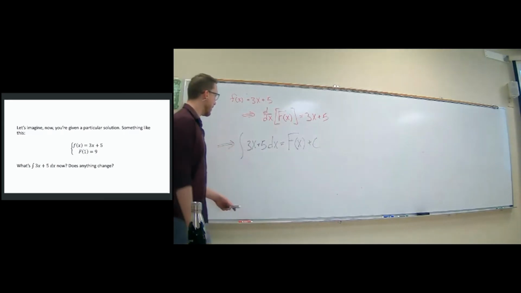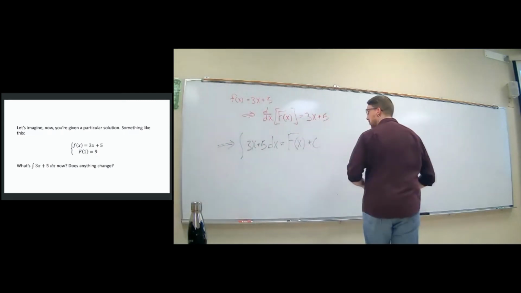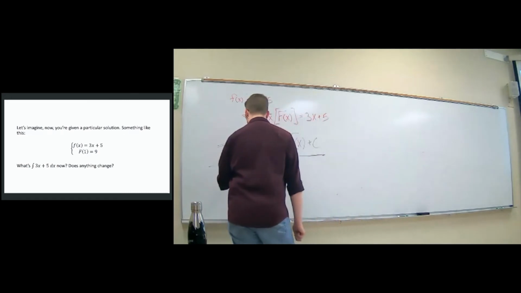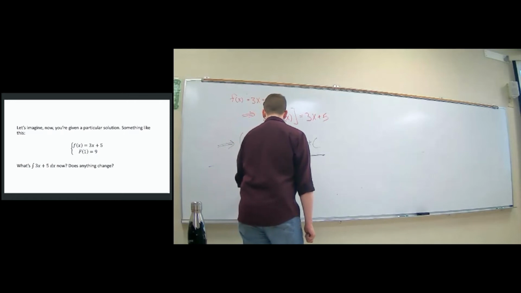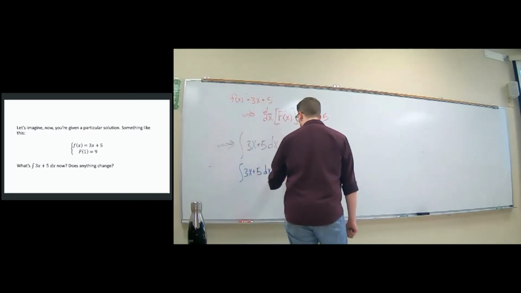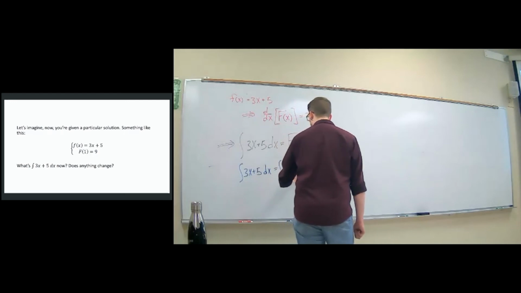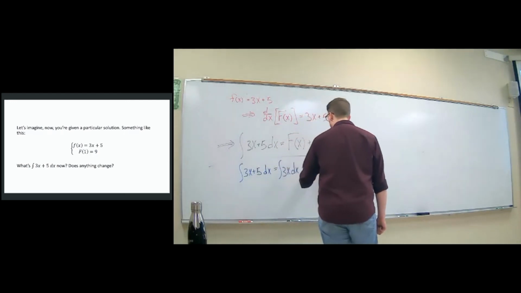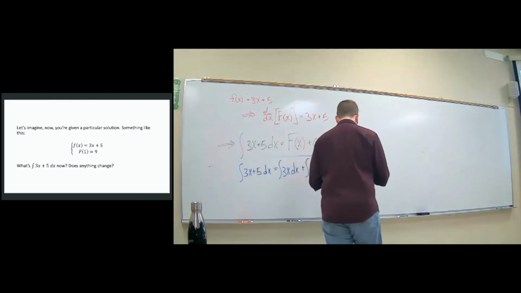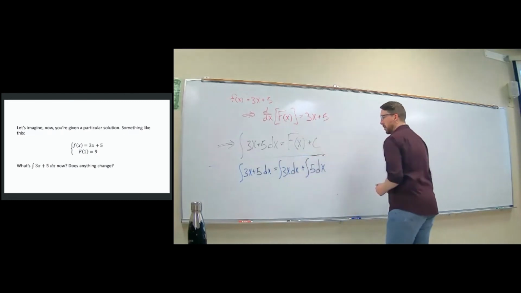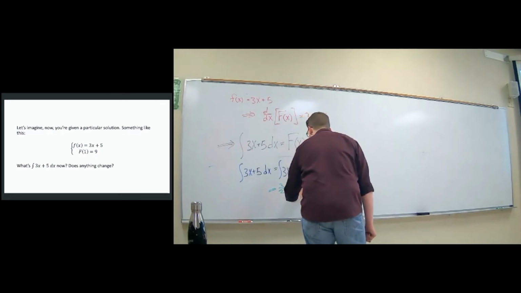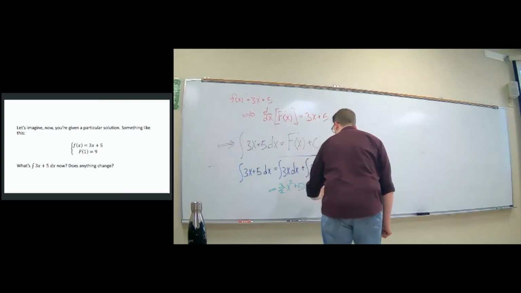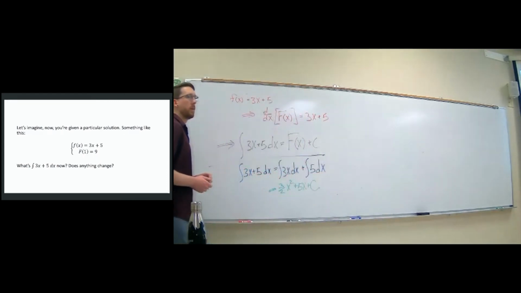So let's go ahead and solve this integral. The integral of 3x plus 5 integrated with respect to x is equal to the integral of 3x with respect to x plus the integral of 5 with respect to x. This is going to come out to be 3 over 2 x squared plus 5x plus a constant. Right?